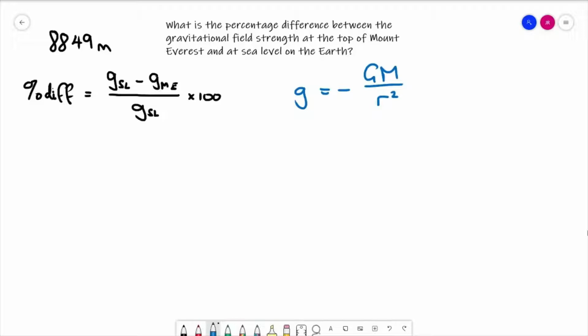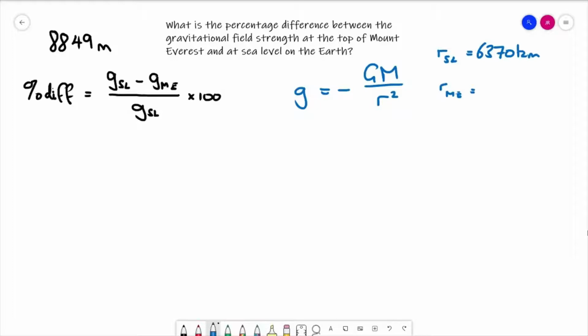Now for r, obviously r at sea level, we're just going to take the radius of the Earth, so the radius at sea level will be 6,370 kilometres, as it says on your data sheet. For the radius when we're on the top of Mount Everest, all we're going to do is take the height of Mount Everest, that 8,849 metres, and add it to the radius at sea level. Now, a couple of different ways we can do this.